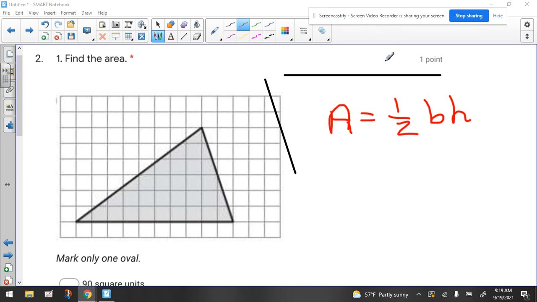Hi everybody, Mrs. Bianchi here, and we're going to take a look at how do you find the area of triangles. Now, in the past, we've learned how do you find the area of parallelograms.